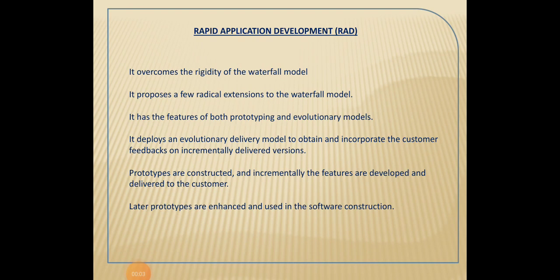So we were learning about the different software development models. So far we learned about the classical waterfall model, its iterations, prototyping model, its advantages and disadvantages, evolutionary model, and it itself has its own advantages as well as shortcomings. So now we are going to learn about the rapid application development.